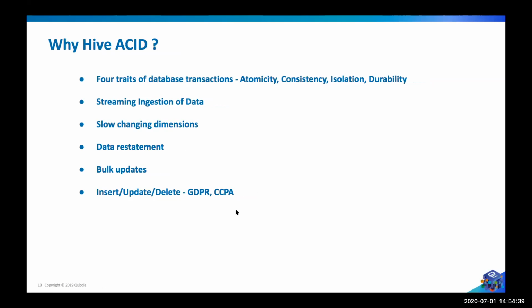And slow changing dimension, this is a very typical requirement for all organizations. In a typical star schema data warehouse, dimension tables change slowly over time. For example, in a gaming company, if one user was registered last year and now he just updated some personal information, and the changes need to be reflected into the data lake.